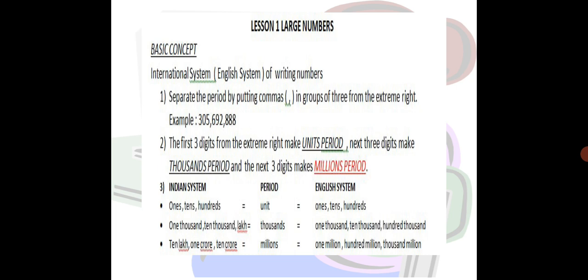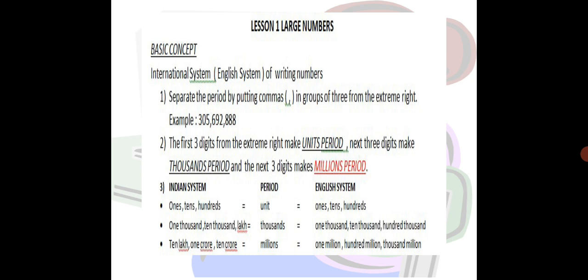And in the English number system: 1,000, 10,000, and 100,000. Again, I am repeating for you: 1,000, 10,000, and 100,000, all together are said to be the thousands period.